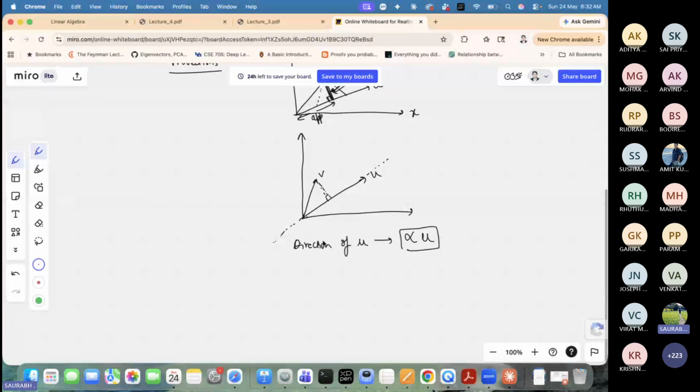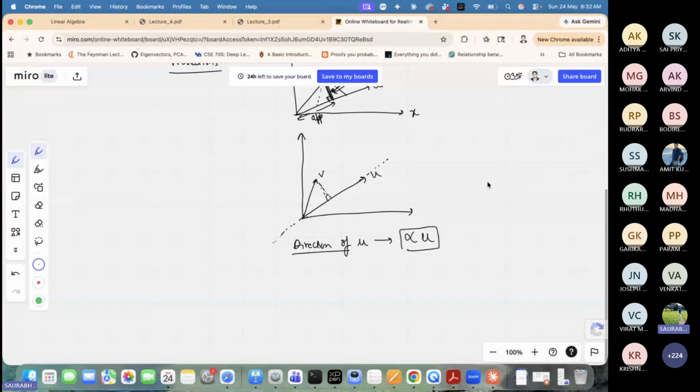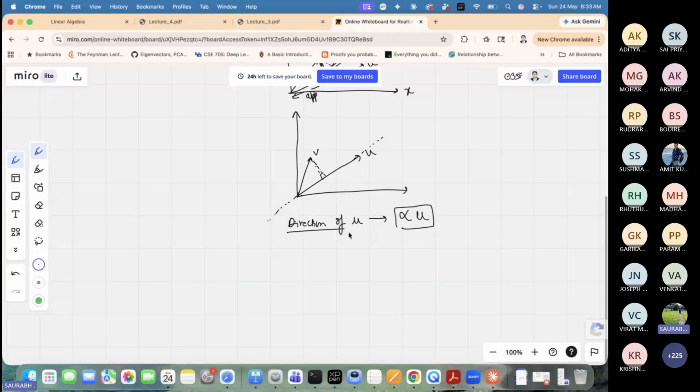Now let's say that we want alpha times U. Let's say this entire thing that you have projected is alpha times U. What we want is V minus alpha U. Let's say the vector V is the original vector we are projecting, and we are projecting on the direction of U. The vector V minus alpha times U, this entire thing, has to be perpendicular to the U vector. That's what we are looking into.